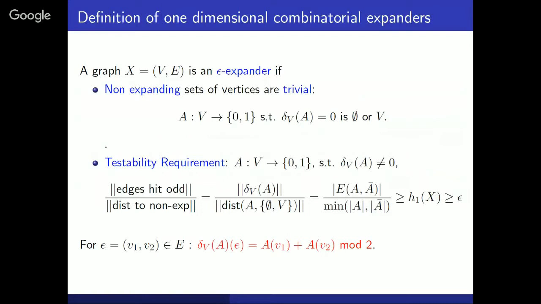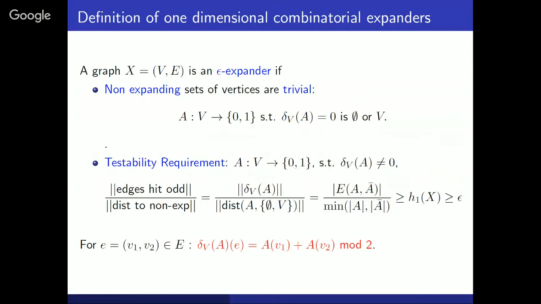Okay, so about the definition of combinatorial expanders, before I get to it, I want to revisit the definition of an expander graph, the one-dimensional case. What does it mean to be a combinatorial expander in the one-dimensional case? I want to say that we require two things which we normally say together. What does it mean that a graph is an expander? It means, first, that the only sets which are not going to expand are trivial. Which are the trivial sets? The empty set and the set of all vertices. So we first say that the only sets which will not expand are the trivial ones.